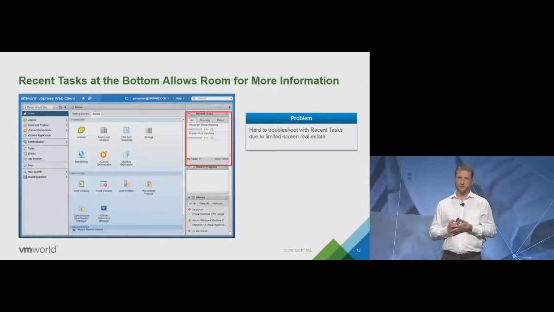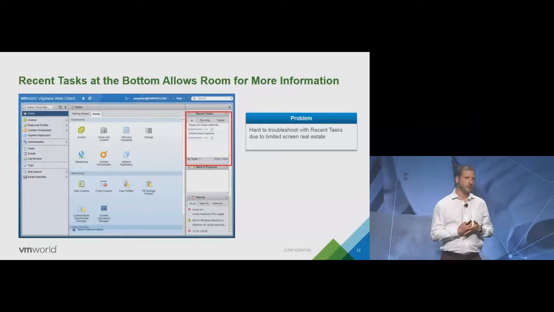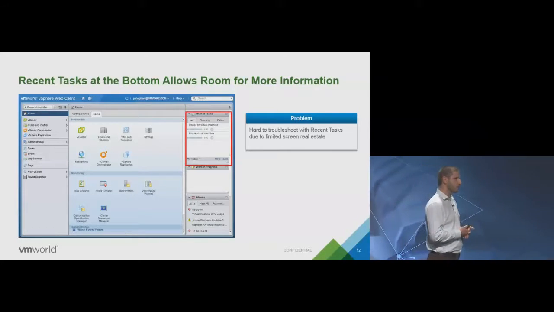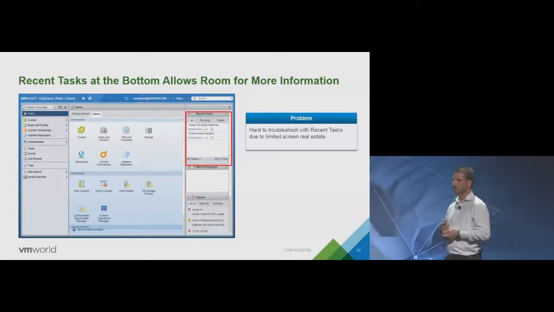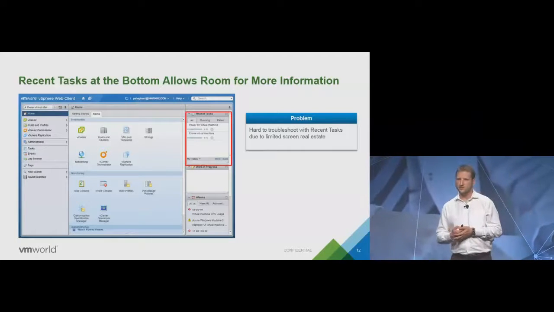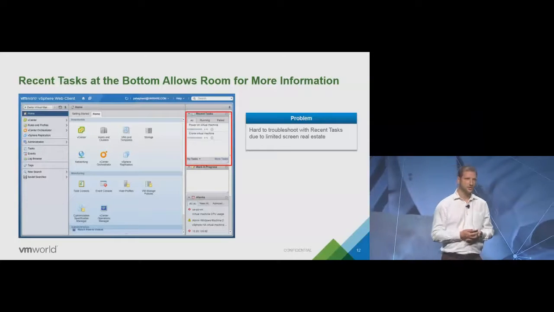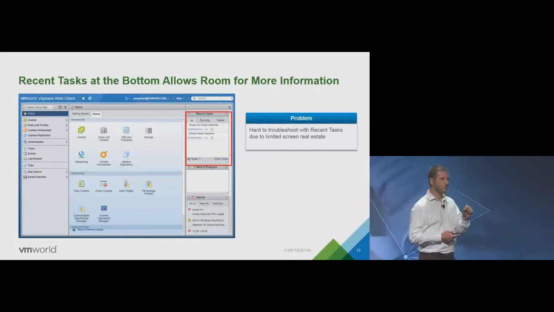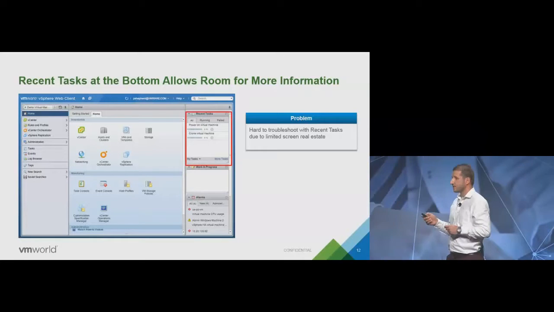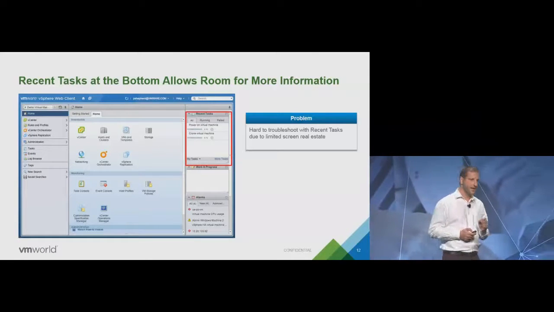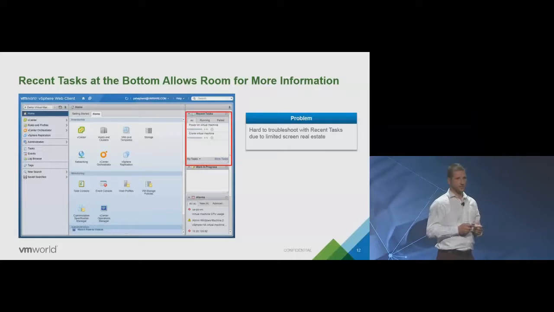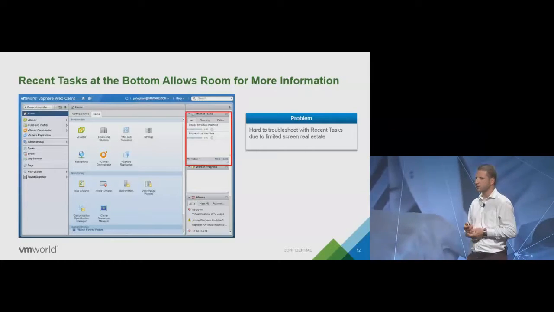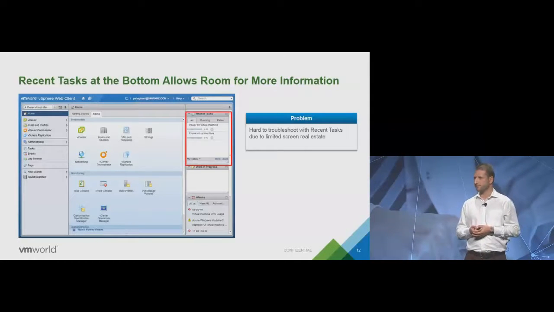Now, the next improvement that we've done in vSphere 6 is probably one of my favorites. It is quite a simple one, especially from an engineering point of view, but it amazingly brings a lot of value for our users. In vSphere 5.5 and previous versions, there was a twofold problem with recent tasks. On one hand, it was hard to troubleshoot recent tasks because of the limited amount of real estate provided, and also the limited amount of data. On the other hand, they were not placed where users expect them to be.